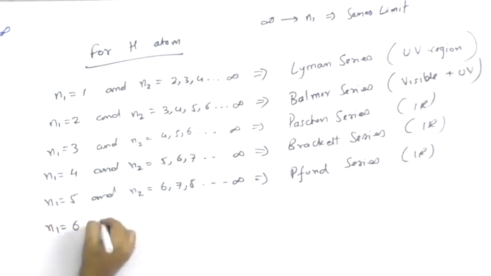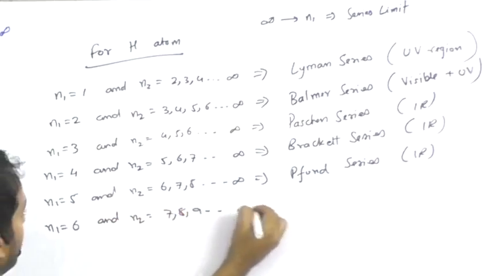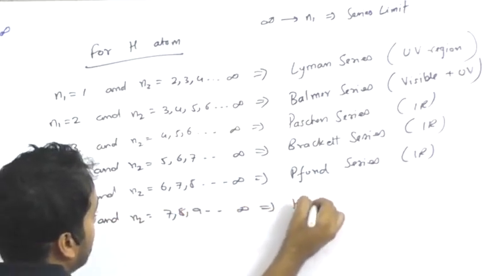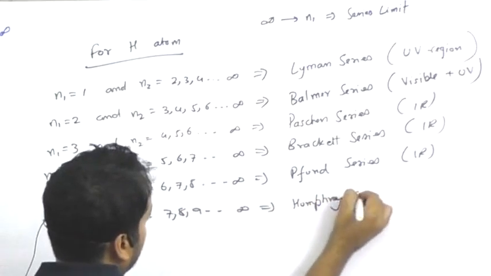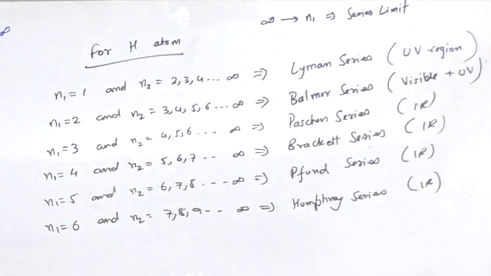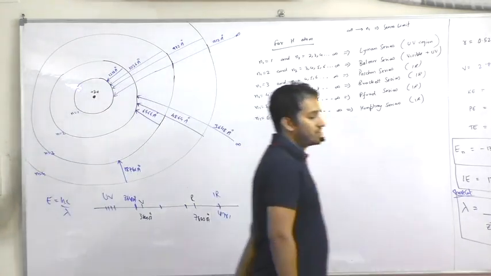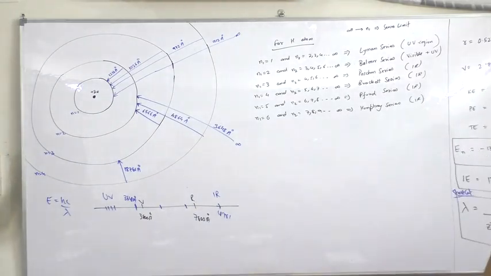Then the electron could jump to the sixth orbit from a higher orbit like 7, 8, 9 up to infinity. This is known as the Humphreys series. Also infrared. Are you getting it? Yes. So if the electron jumps to the first orbit, that is the Lyman series, to the second orbit, Balmer, third orbit, Paschen, fourth orbit, Brackett, fifth orbit, Pfund, sixth orbit, Humphreys.